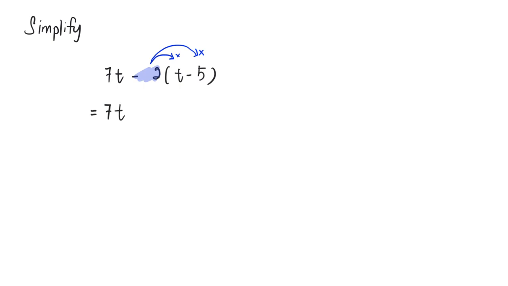So you will see negative 2 times t will be negative 2t. Negative 2 times negative 5, positive 10. And finally, 7t minus 2t. I'm left with 5t. I still have my positive 10 there. And that concludes this question. Let's move on to the next question.